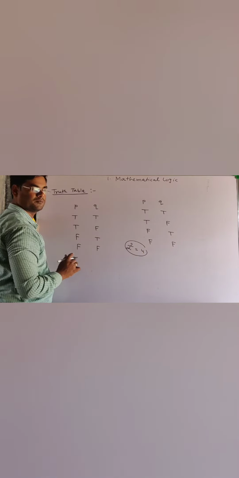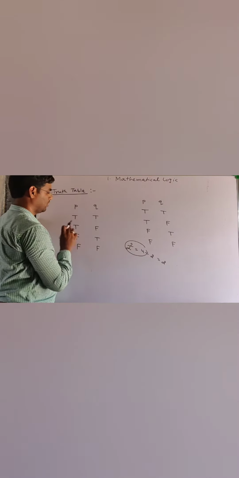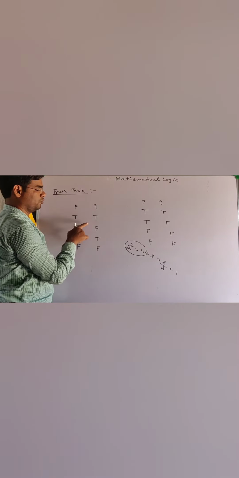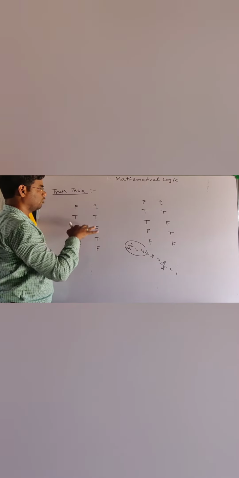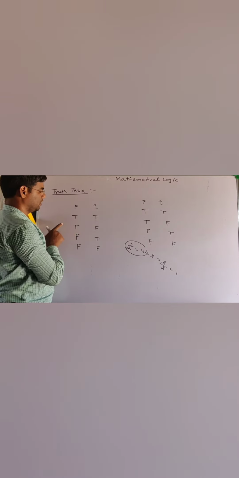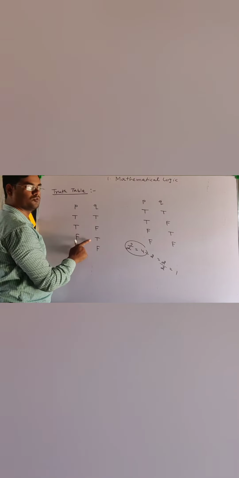There are 4 possibilities, and divide 4 by 2. You get 2. So write down 2 times true, 2 times false. Again divide 2 by 2, so you will get 1. So alternately true, false, true, false. These are the common entries that you have to remember. If you have two statements, the common entries are true, true, false, false, and true, false, true, false.